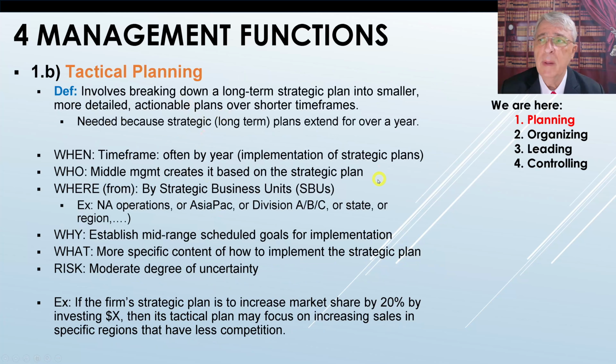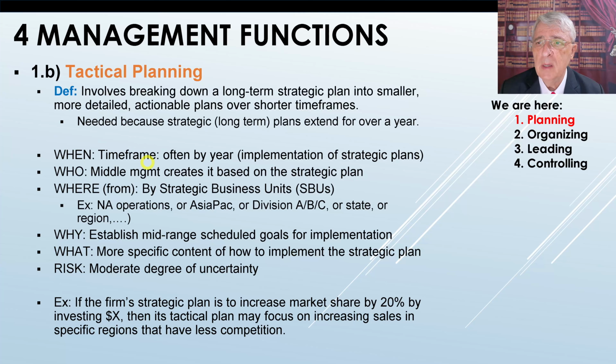So, tactical planning. We're still in the planning area. Let's move on to tactical. Definition: involves breaking down a long-term strategic plan into smaller, more detailed, actionable plans over shorter time frames. Actionable is a key word. It's needed because the strategic plans operate over very long terms, and you need stuff that you can actually do. You cannot just say, yes, we're going to grow 10% over the next 10 years. That's too general. You need things that you can do to make that 10% happen.